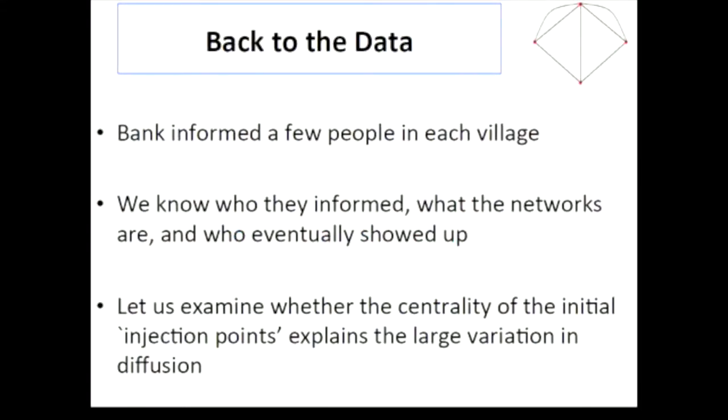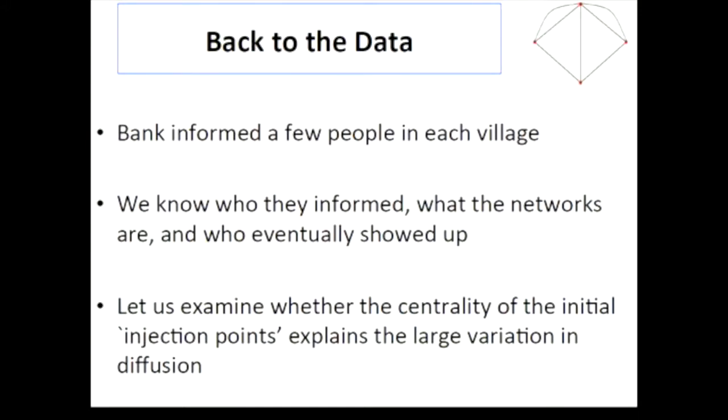So back to the data. What the bank had done was go into each village. They talked to a few people in each village, usually between 5 and 15 people, roughly usually around 8, 9, or 10 individuals in a village. What they would look for is school teachers, self-help group leaders, and shopkeepers. So the bank employees were told to go into the village and look for specific kinds of individuals that they thought would be good people to spread information out.